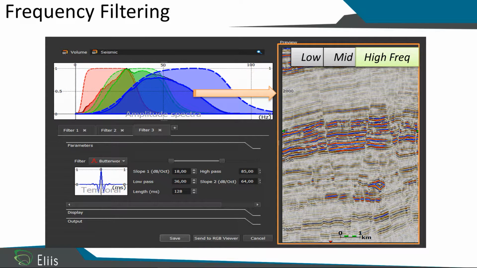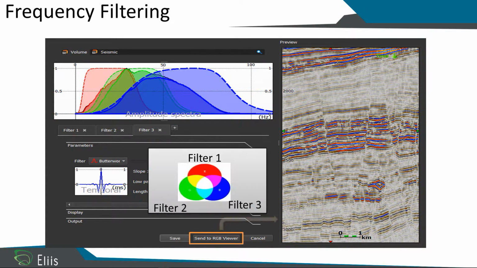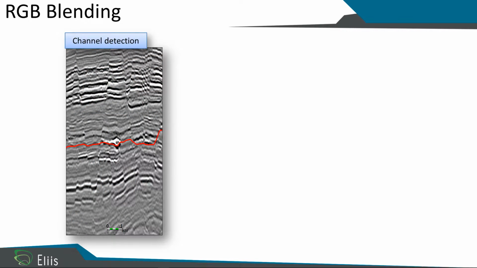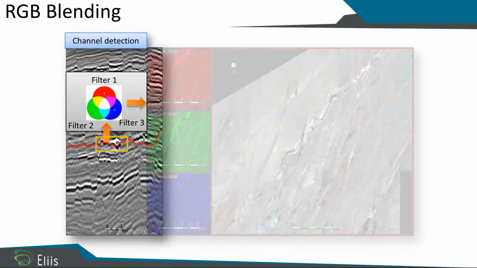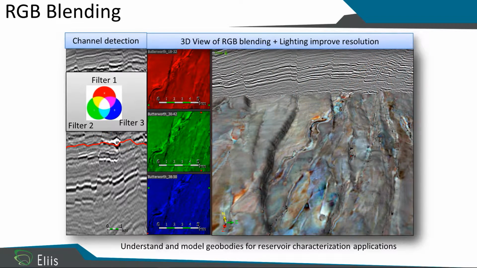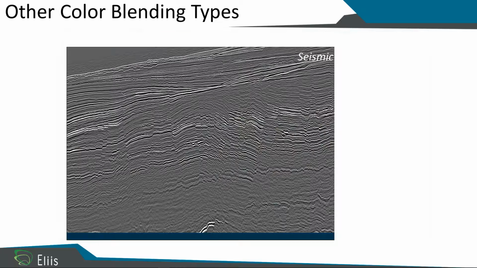And if you compute 3 different frequency filterings, you can send them directly to the RGB Blending and have the display directly in the RGB Blending window. With the RGB Blending, we can blend on volume, but you can also blend on horizon stack, with a stack of horizons. For example, I create 3 different horizon stacks with 3 different filters, and I can display my RGB blending on horizon stack and detect some events, for example, some turbidite events.